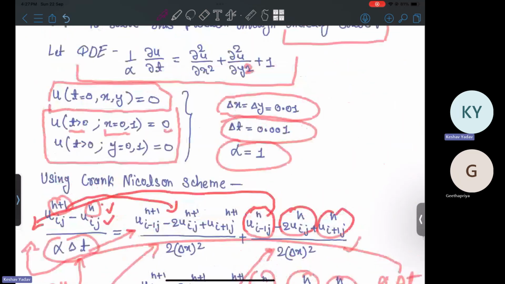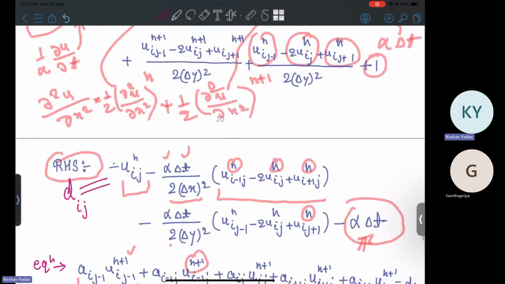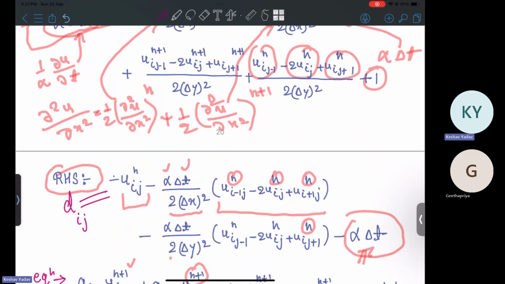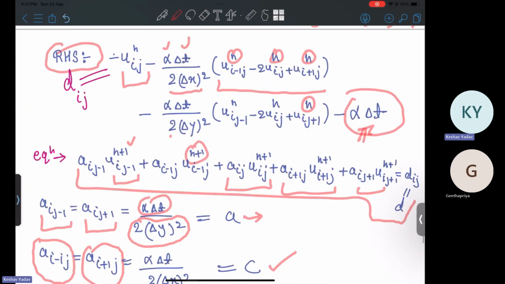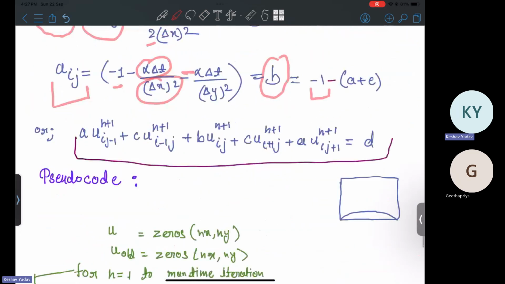So we have found the boundary condition is the same, since it is a specified boundary condition. So uij will be equal to 0 if i equals 0 or nx. Similarly, uij will be equal to 0 if j equals 0 or ny. Okay, this will be my boundary condition. So we have discretized the equation. Now we'll see how to solve this problem.